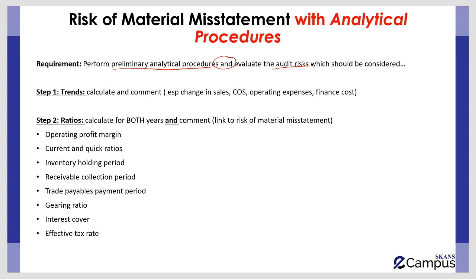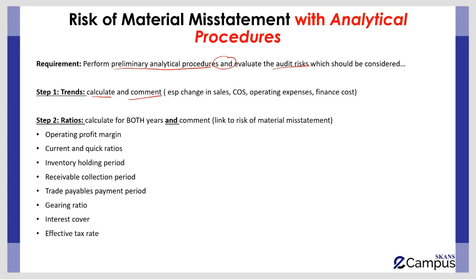Now, the recommended sequence of attempting this question is you should be able to calculate and comment on trends from the information given. So when I say trends, that basically means percentage changes and evaluation of relationships of different items within the financial statements. So for example, if I take the commonly tested trends from the past exams, your changes in sales compared to changes in cost of sales, or operating expenses and finance costs, etc. So for example, if the long-term loans or non-current liability have gone up with the interest-bearing elements, but the finance charges or cost have gone down, then you would know that there's a risk that finance cost is understated.